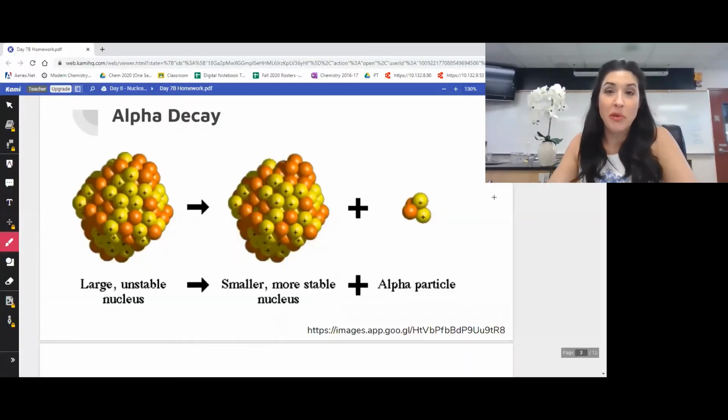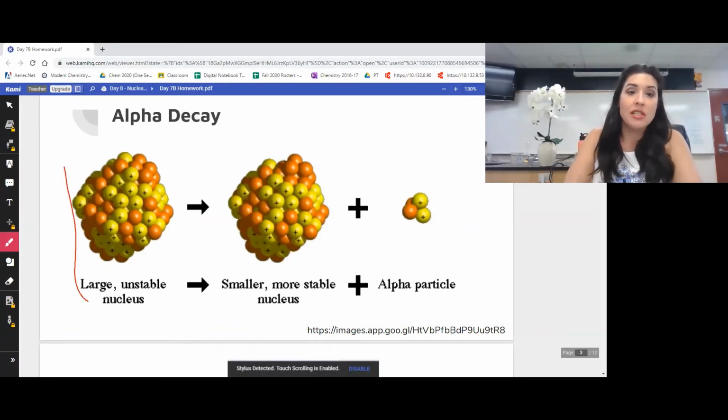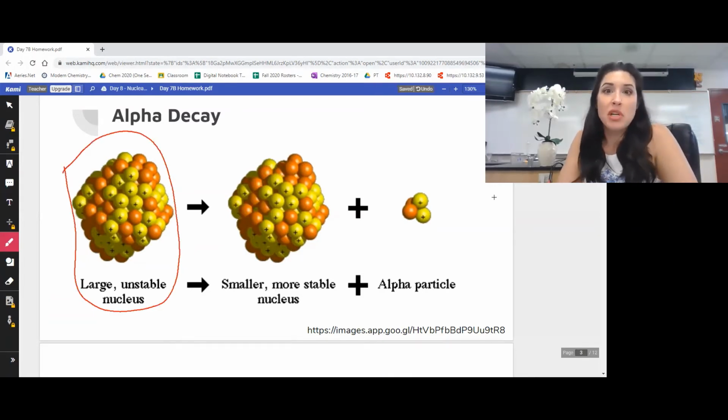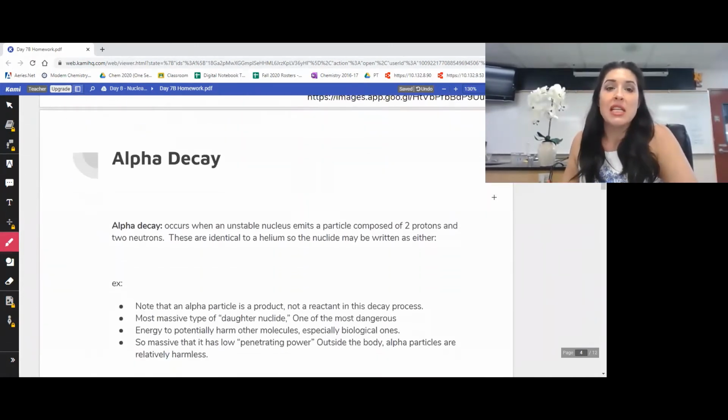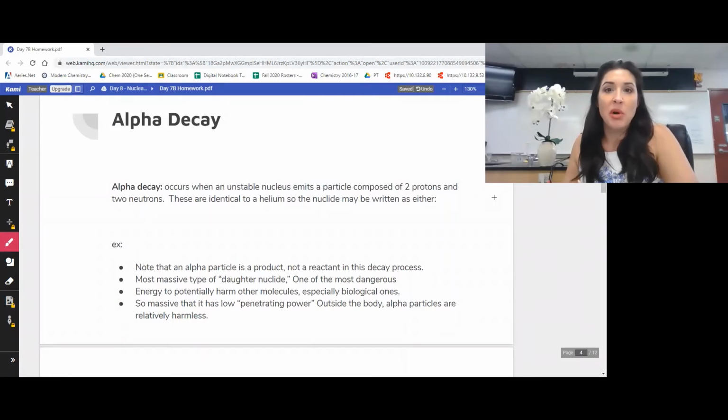The first form of radioactive decay we're going to look at is called alpha decay. So here we have a large unstable nucleus. It needs to emit some proton, some neutron, some form of itself in order to achieve a smaller, more stable nucleus. And we call that emission, the thing that leaves that nucleus, an alpha particle. These two leftovers, these two remainders, the smaller, more stable nucleus and the alpha particle, are what's known as the daughter nuclei.